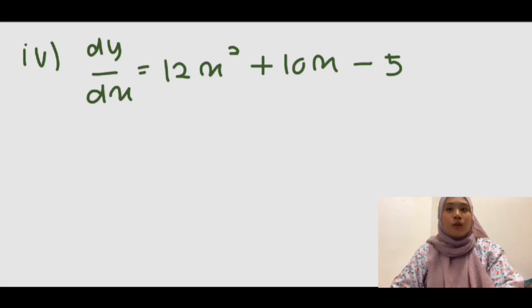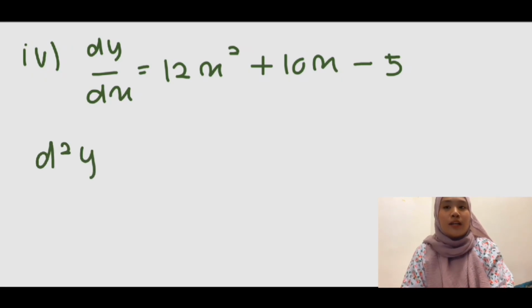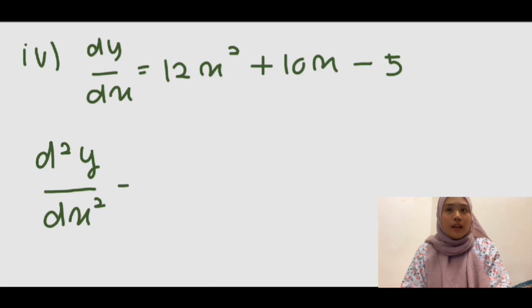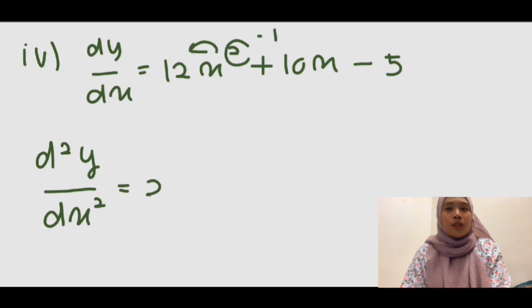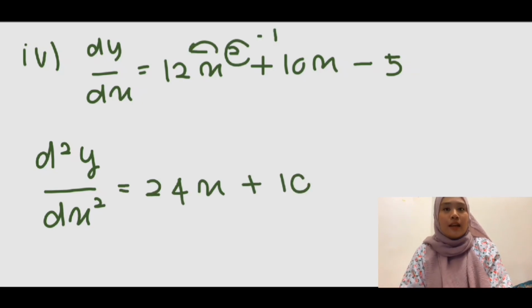dy over dx equals 12x squared plus 10x minus 5. So we want to find d squared y over dx squared. So we can get 24x plus 10.